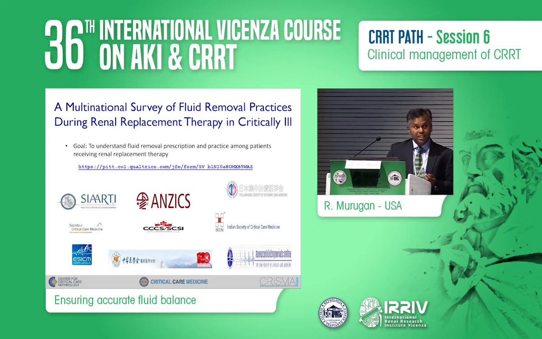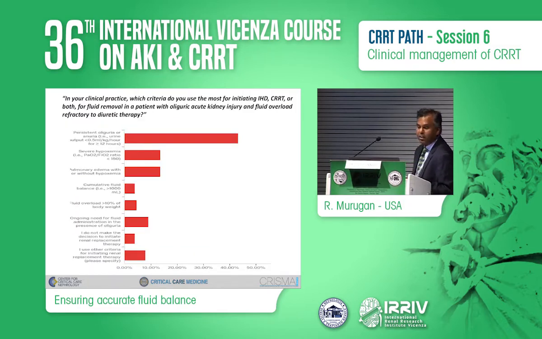We are currently conducting this survey, asking physicians, nephrologists, and nurses about their management and practice related to volume management in critically ill patients. These are some of the preliminary results. We asked the question, in your clinical practice, which criteria do you use the most for initiating intermittent hemodialysis or CRRT in a patient with oliguric AKI? What is the most common indication?